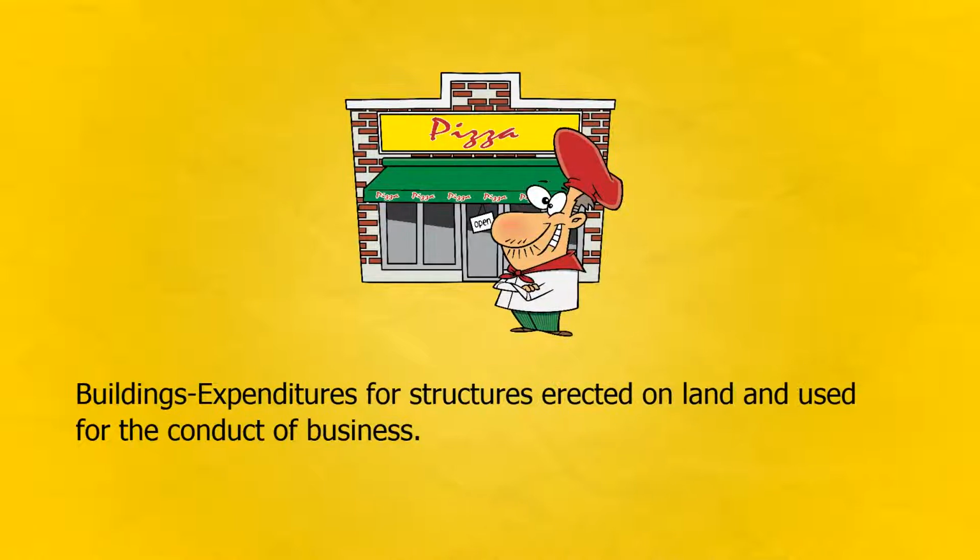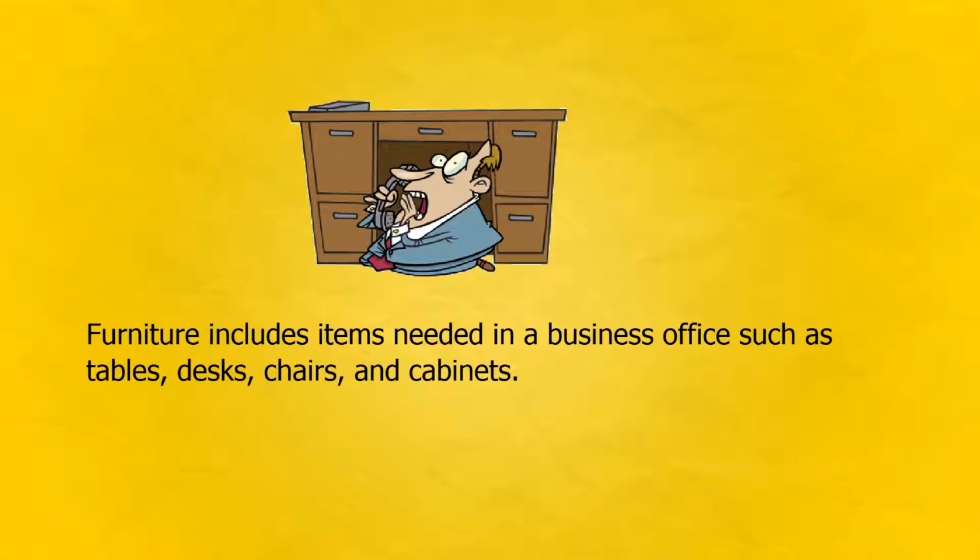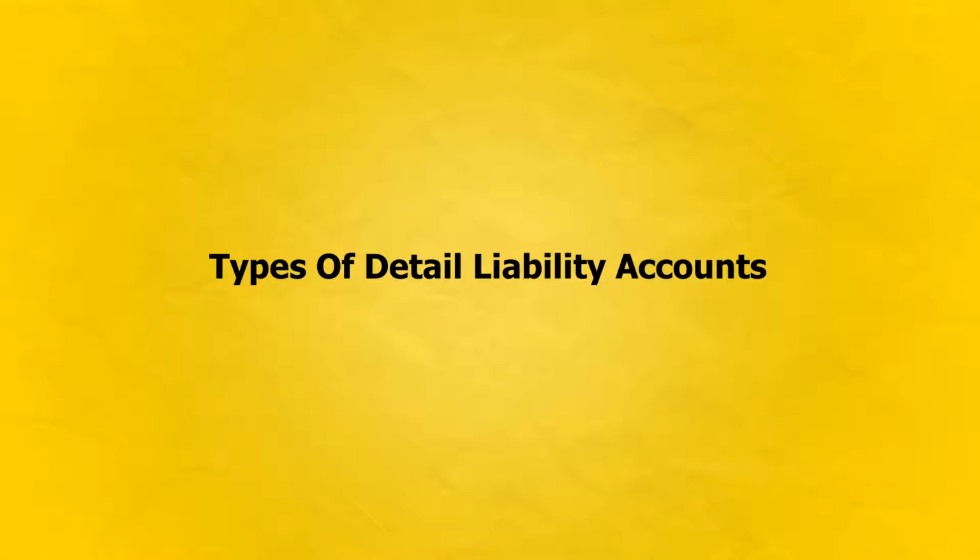Buildings: expenditures for structures erected on land and used for the conduct of business. Vehicles and equipment: expenditures for physical goods used in a business, such as machinery and vehicles. Equipment is used in a business during the production of income. Furniture includes items needed in a business office such as tables, desks, chairs, and cabinets. Types of detail liability accounts.